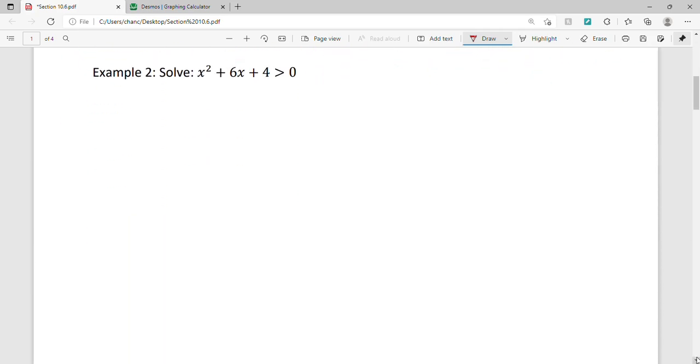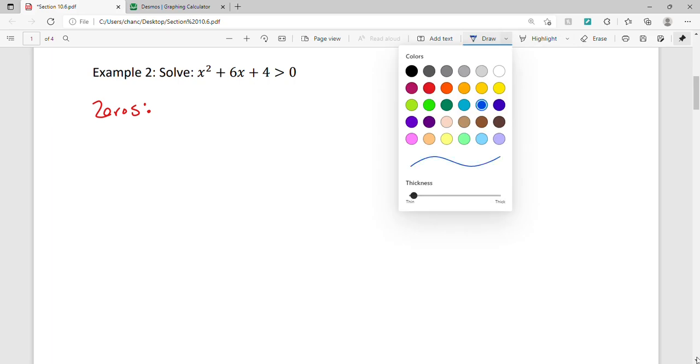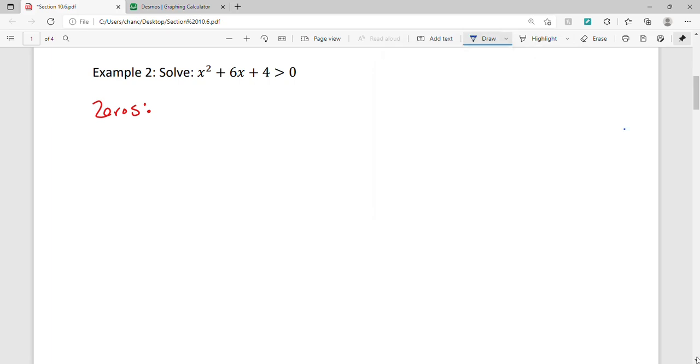In example 2, we'll try a similar strategy. We'll start by looking for those zeros. In this question, it looks like it is not factorable. X squared plus 6x plus 4 is not factorable. We try to factor it and it's not going to work, so we could do several things. We could use the quadratic formula or we can complete the square. I'm going to choose completing the square.